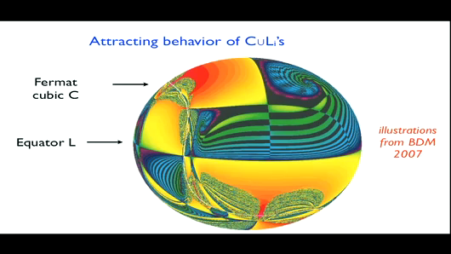However, this map belongs to a family of maps where there are only 2 invariant cubics, one of which is this so-called Fermat cubic here with a very simple equation, the other of which is the degenerate cubic consisting of 3 lines, one of which is the equator here.